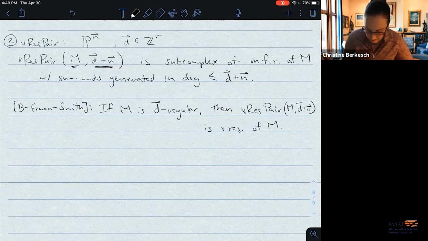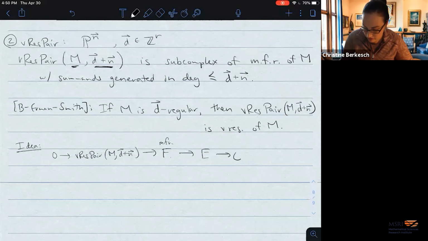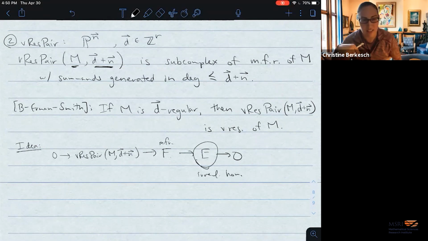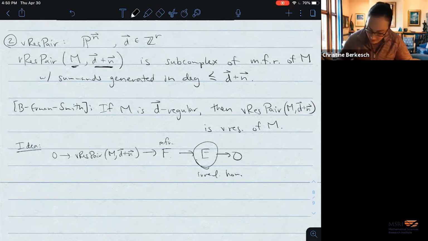Okay, and the idea here really is to look at the co-kernel when we look at this inclusion. So I have my VRes pair, and that includes into my minimal free resolution, and then I get some co-kernel. Okay, and then you want to show that this has all irrelevant homology. So really you want to examine a certain window of twists. So look in a certain range of twists and show that everything vanishes there in homology, and then you get irrelevance. Right.